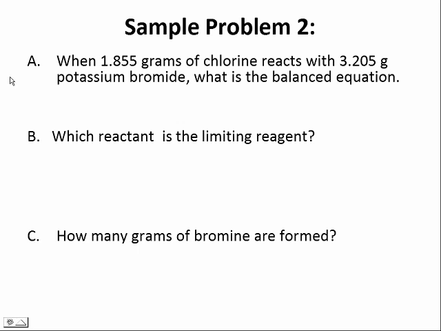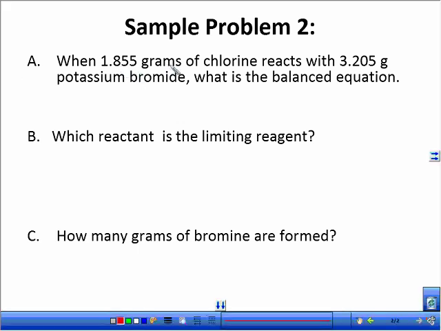Same problems going on. We have 1.855 grams of chlorine reacts with 3.205 grams of potassium bromide. What is the balanced equation? So you've got chlorine diatomic reacting with potassium bromide. We've got a single displacement reaction, so bromine is going to be kicked out. And potassium and chlorine are going to join together, and they're both ones. To balance, there's a 2 here and a 2 there.